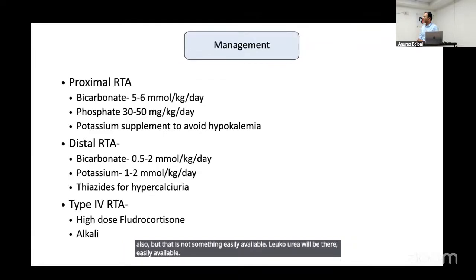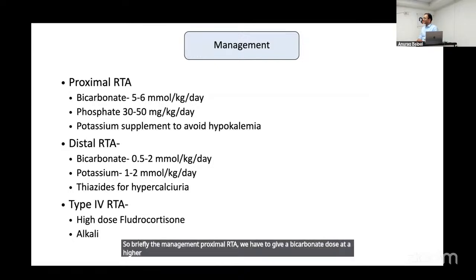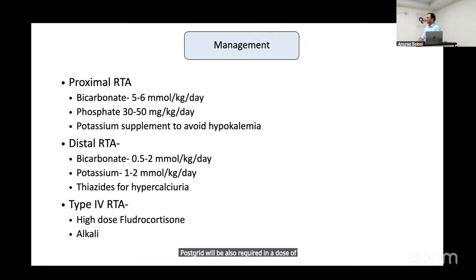Briefly about the management of proximal RTA: we have to give bicarbonate at a higher dose, 5 to 6 millimole per kg per day. Phosphate will also be required in a dose of 30 to 50 mg per kg per day. Potassium supplements are usually required with treatment to prevent hypokalemia.